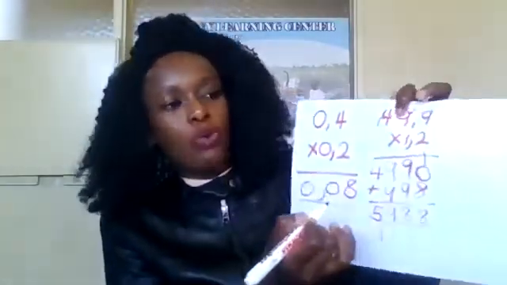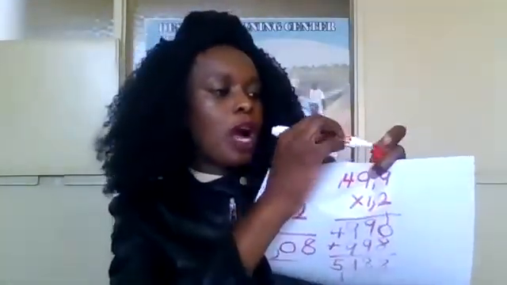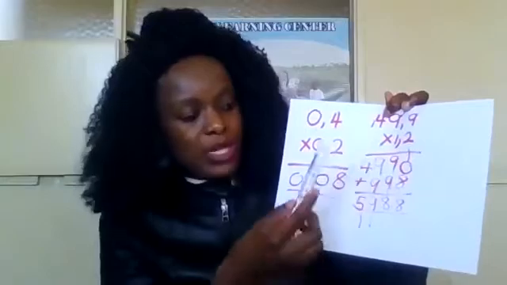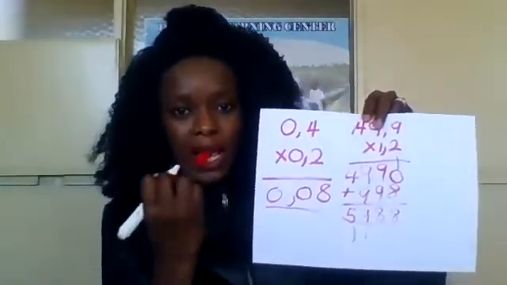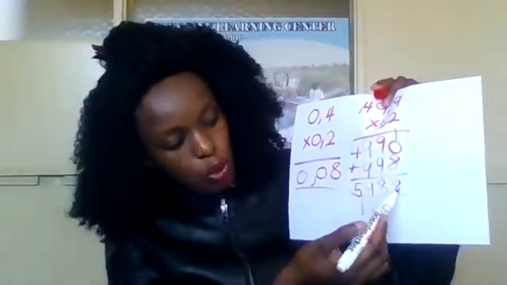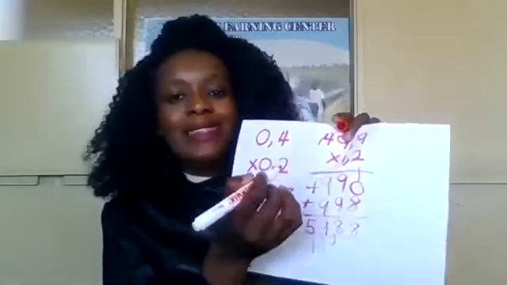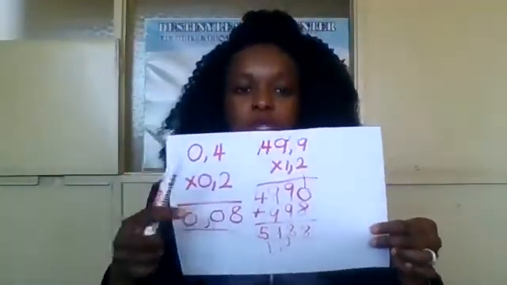We count how many numbers are after the comma, okay? How many numbers are after the comma there? So there is 1, 2. Remember? We said we count from the units. So we are counting how many numbers are there after the comma. We have 2. So we count 1, 2, then we put our comma. Our answer becomes 59,88. This is how we multiply with decimals.